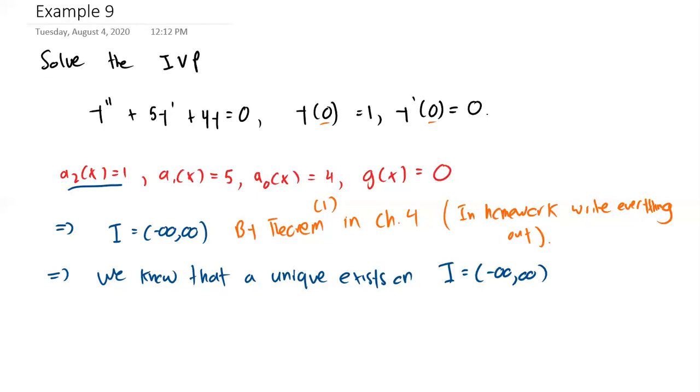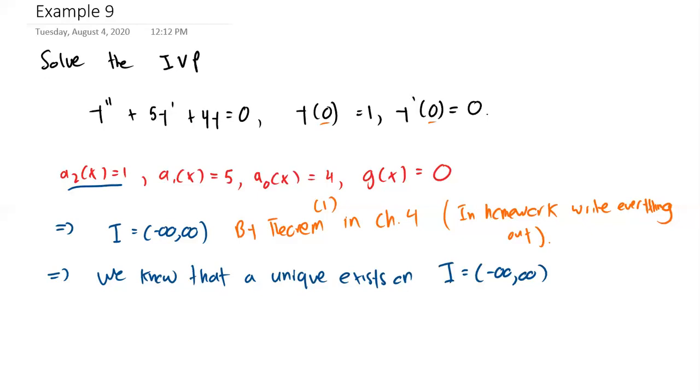Now, in this case, I'm just saying everything out loud just for the sake of time. But in the homework, make sure to write everything out. Whenever I tell you to use a theorem, you need to make sure that all the assumptions are satisfied, and you write that they are satisfied and why. But in general, we know that a unique solution exists on negative infinity to infinity.